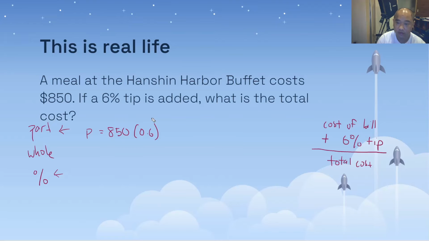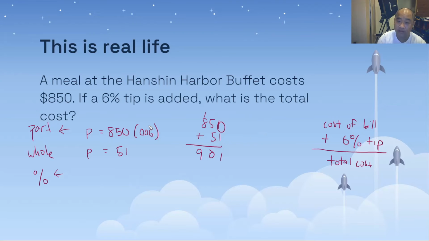And so let's see what that is. 0.06. Oh, I wrote this wrong. This should be 0.06 times 850, and that's $51. And this $51 is the tip, right? So we have to add that to the bill, which is $850. So that's going to be $901. So this is one way of doing it.